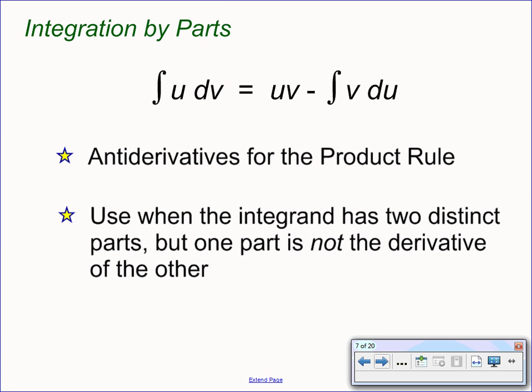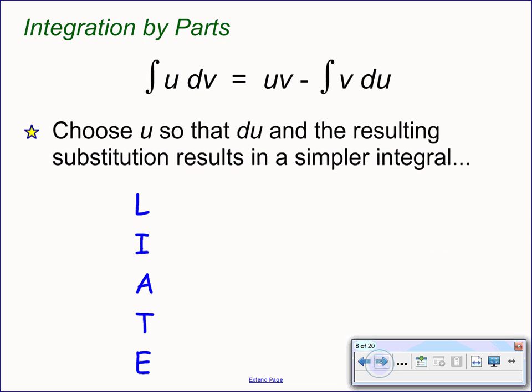So integration by parts provides us with a systematic method for undoing a product in an integration. The integral of u times dv is given by u times v minus the integral of v du. The idea is when we divide this up and rewrite, we're left with a simpler integral in this part that we know how to integrate, or at least is getting simpler. We might have to perform the process more than once to generate our final antiderivative. This provides antiderivatives for the product rule, and we use it when the integrand has two distinct parts, but one part's not the derivative of the other, and you saw that in Bellwork.